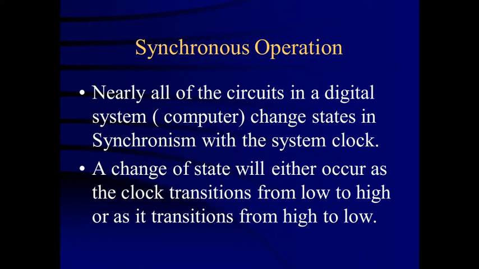So the clock period, which is changing from low to high or high to low, that means when there is a transition of the state of the clock signal which hits the system, then something is going to happen in the circuit. When the level of the clock is either low or high, nothing is going to happen, or it is inactive. That is the meaning of this. So a change of the state will either occur as the clock transitions from low to high or as it transitions from high to low.